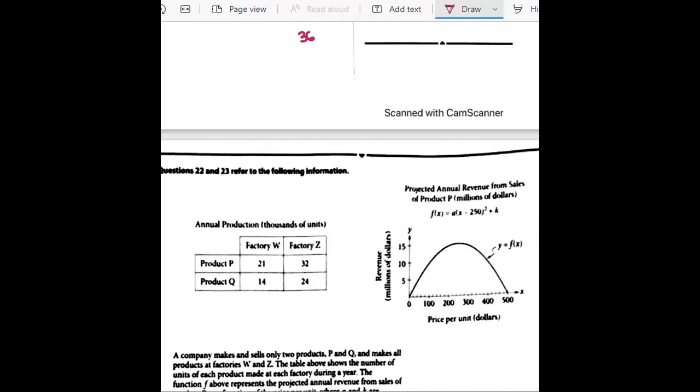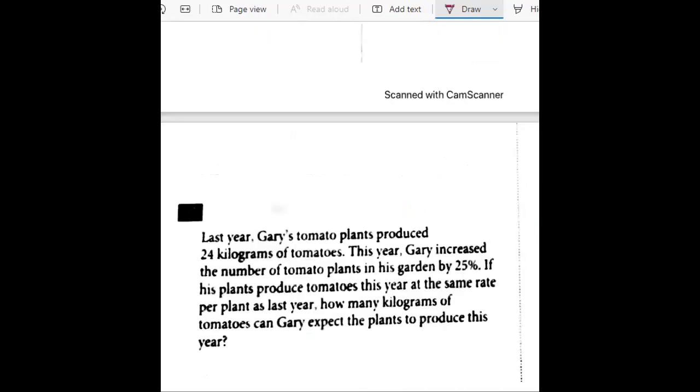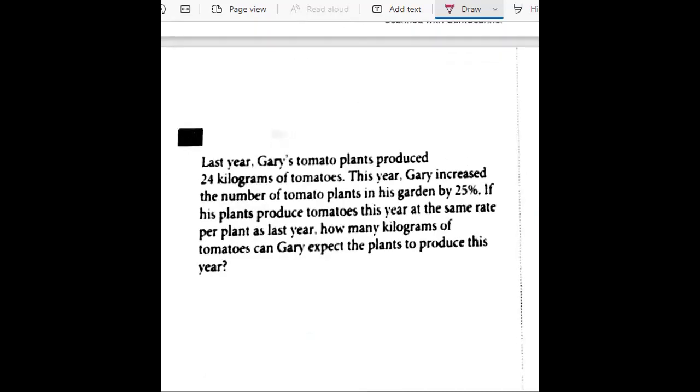Acha, so this was the same question. This came by mistake. Okay, let's do this one now.